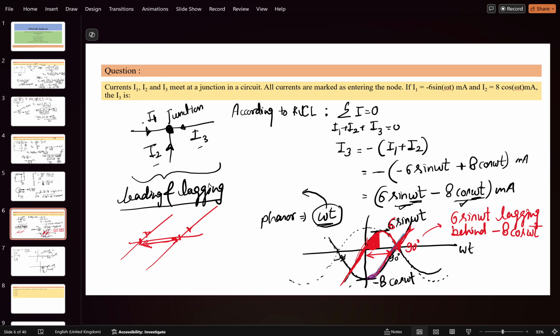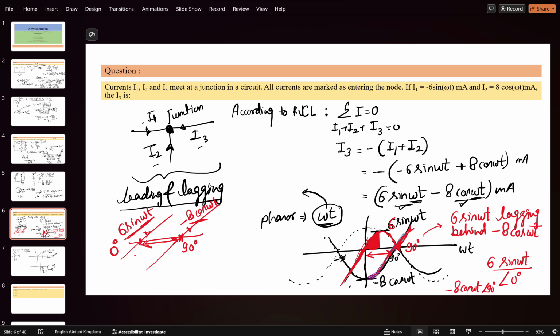Okay. So if you take the 6 sin omega t as a reference, meaning this is at the angle of 0 degree, then you can represent minus 8 cos omega t as leading at an angle of 90 degree. Getting my point? It means that lagging leading concept. Suppose this is the 6 sin omega t and this was the minus 8 cos omega t. Suppose I take the 6 sin omega t as a reference. Suppose I am taking it as 0 degree. Okay. So it means that minus 8 cos omega t is already happening at 90 degree. It means that it is leading.